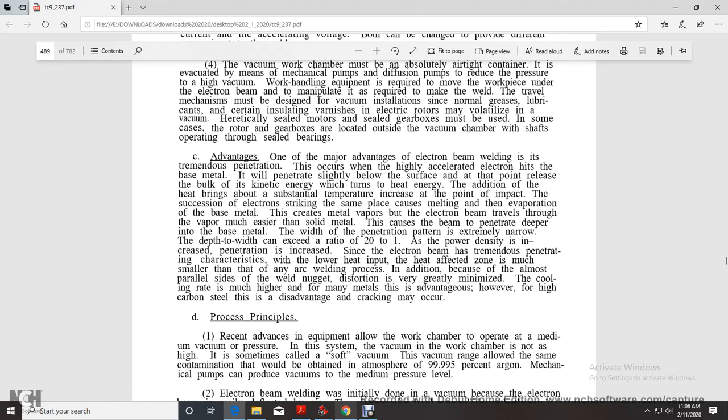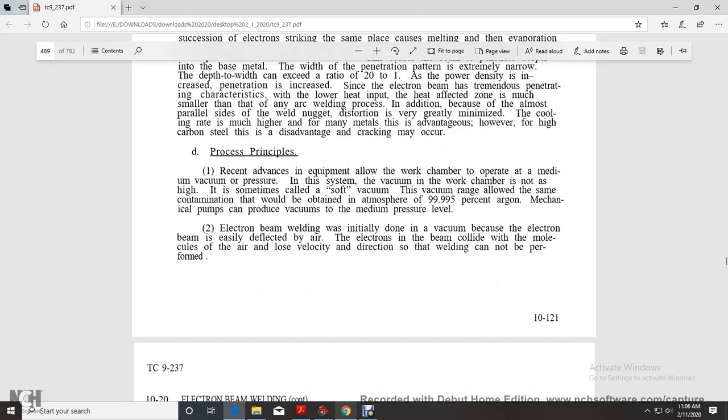The width of the penetration pattern is extremely narrow. The depth-to-width ratio can exceed 20 to 1. Power density increases the penetration capability of the electron beam. The tremendous penetration and low heat input mean the heat affected zone is much smaller than in arc welding processes. In addition, the weld has almost parallel sides. Distortion is greatly minimized, but the cooling rate is much higher. For many metals this is an advantage; however, in high carbon steel, cracking may occur as a disadvantage.